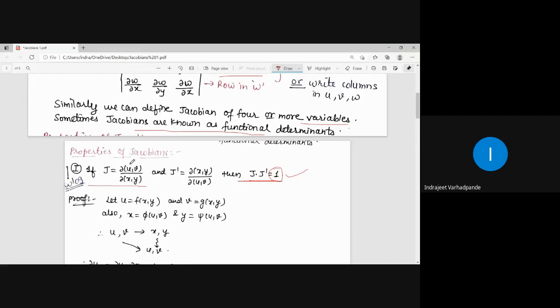Here I am calculating how this Jacobian will be del of UV upon del of XY. This Jacobian will be del U by del X, del U by del Y, del V by del X, del V by del Y. This Jacobian will be del X by del U, del X by del V, right? This Jacobian's second row will be del Y by del U and del Y by del V. Clear? This is the Jacobian. And if you take the product of the two, its product is going to be 1.